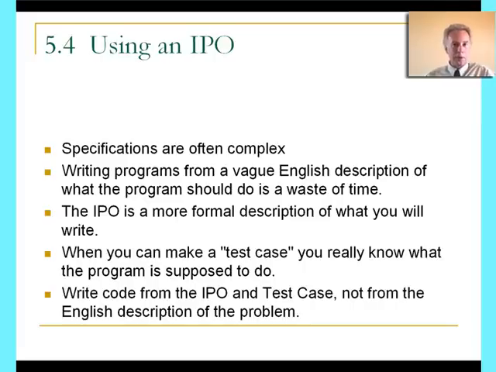So this is kind of an intermediate step from the informal description to a more formal description, and then the code is the most formal description of the problem that you're solving. Well, I think I just said most of this. When the specifications are complex, we're going to take the English description of what was written, and we're going to make an IPO, which is a more formal description. And then when you make the test case, you know exactly what the problem is asking, or you know how you're interpreting what the problem is asking.